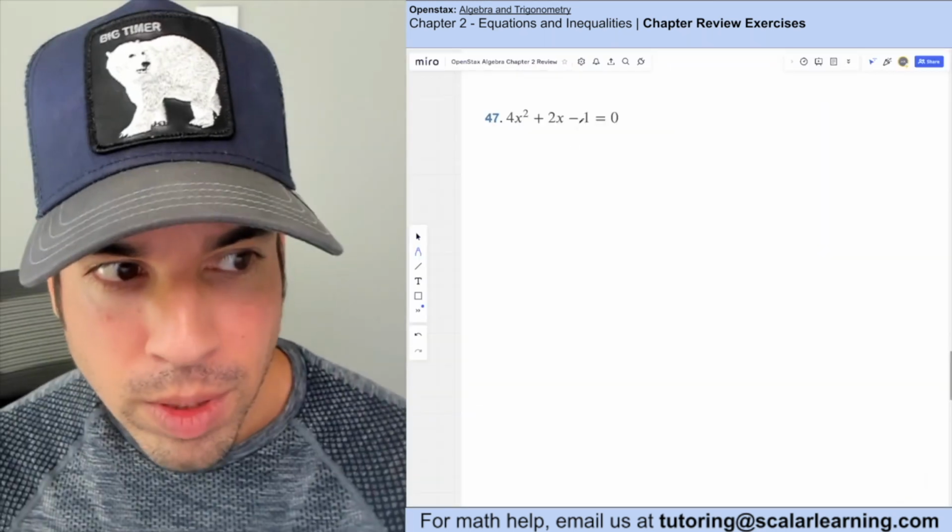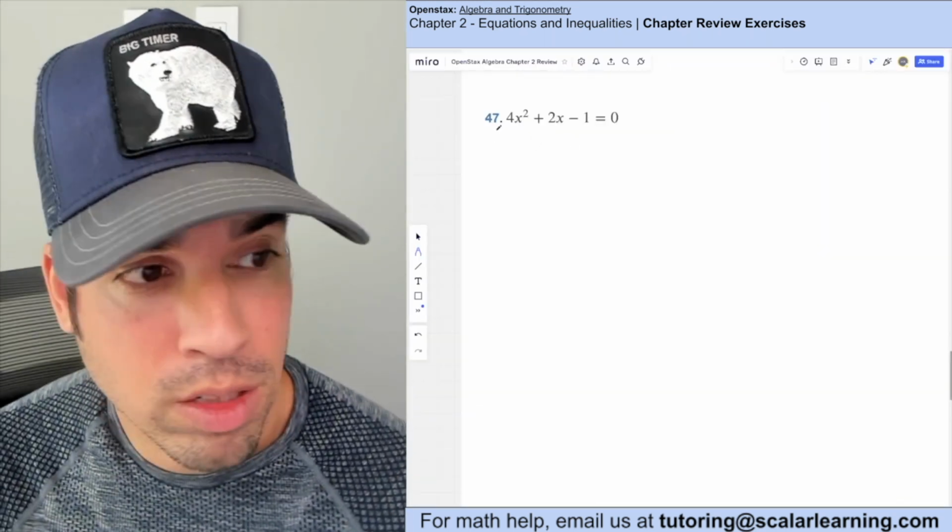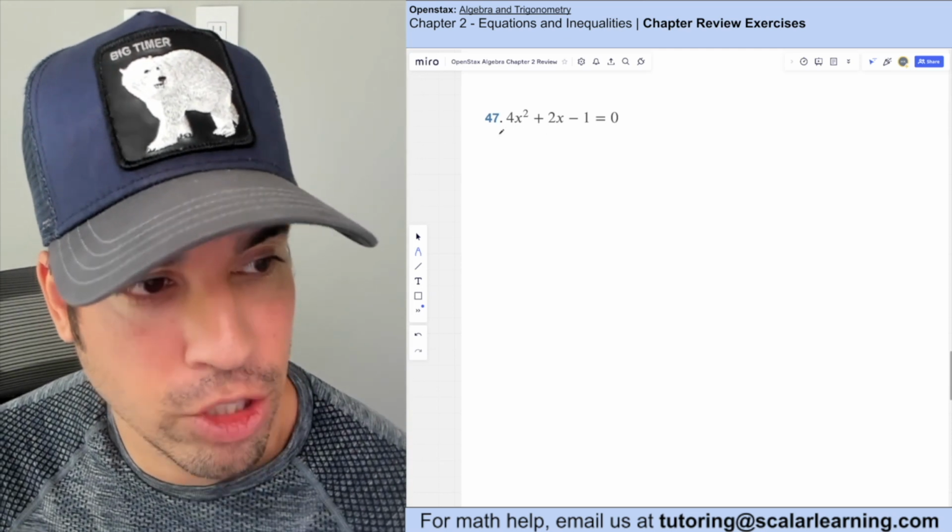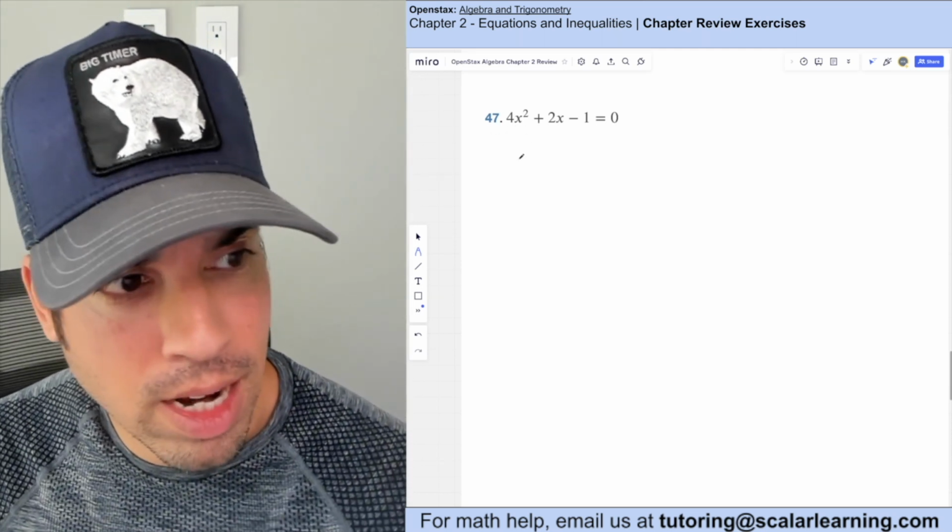Done. Here we're going to solve by completing the square. When we start this, the first thing is we want to have no coefficient in front of the x squared. So I'm going to divide everything by 4.